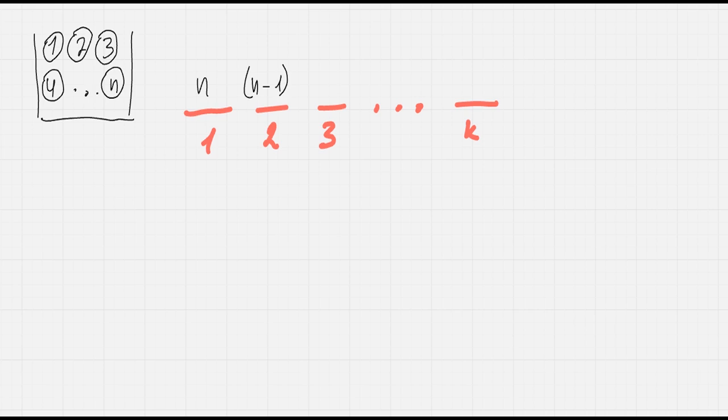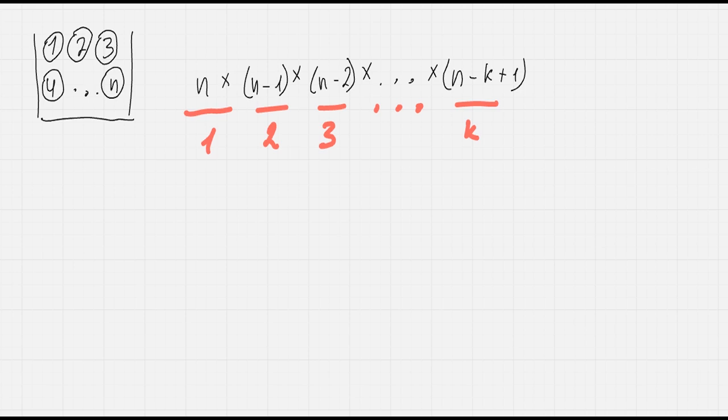For the third position, we have n-2 options. For the fourth, n-3, and so on. For the kth position, we have n-k+1 options left. We must multiply all these numbers following the product rule. Excellent, this is the answer.